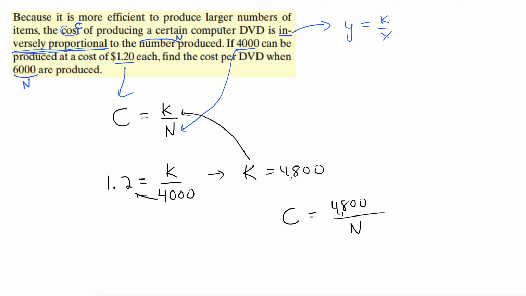We put in 6,000 for N, so cost then becomes 4,800 divided by 6,000. Break out the calculators for that. You get 0.8. So the cost is 80 cents per DVD when we up the production to 6,000.